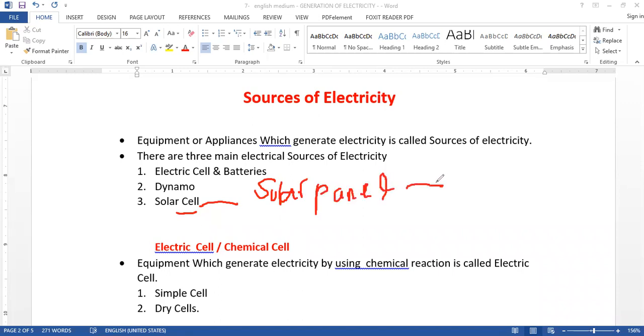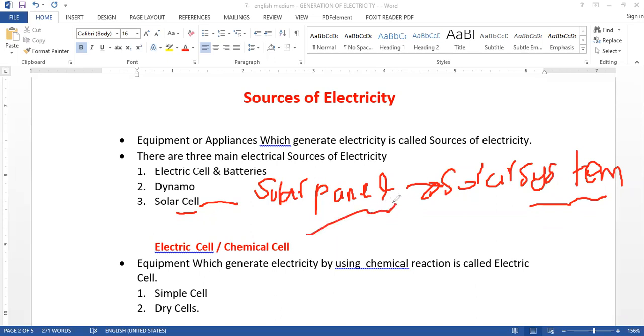A collection of solar panels is called what? Solar system. Collection of solar cells is a solar panel, and a collection of panels is a solar system. In a solar panel, which produces the current, solar cells are used.